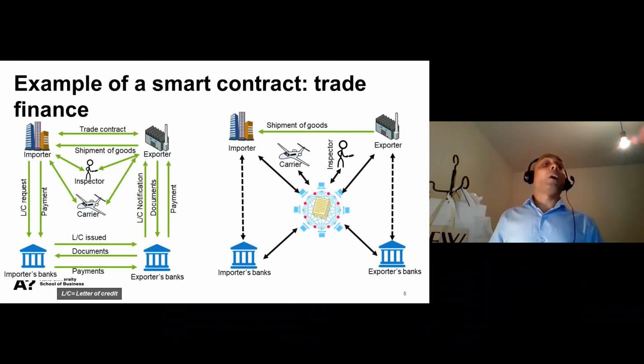Then the exporter provides shipment of goods information to its bank. This document is further passed on to the importer's bank, and when the importer has received the goods and has inspected whether those goods are worthy of use or not, they allow their bank to pass on the payment to the exporter's bank and from the exporter's bank to the exporter.